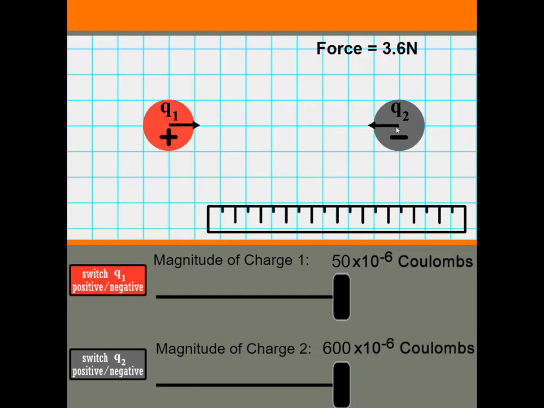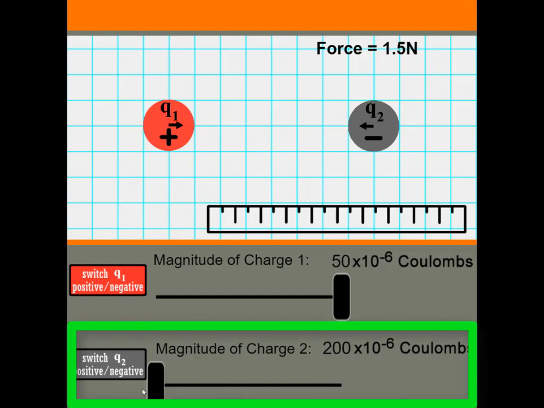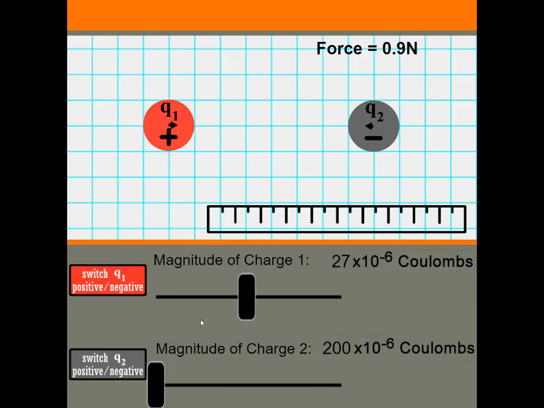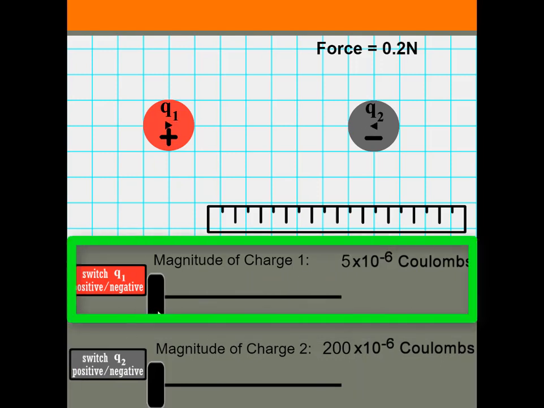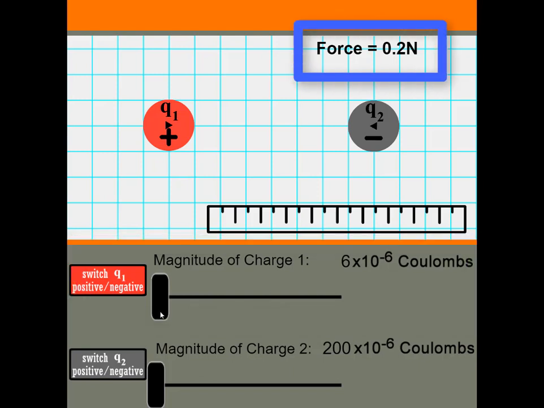So we can see that from the center of Q1, we have 1, 2, 3, 4, 5, 6, 7, and to the center of Q2, 8 grid lines. That's 8 meter separation between their centers. Now what we're going to do is first we're going to control the magnitude of charge 2 at 200 times 10 to the power minus 6 coulombs, and we're going to change the magnitude of charge 1. At 6 times 10 to the power minus 6 coulombs, the force is 0,2 newtons.